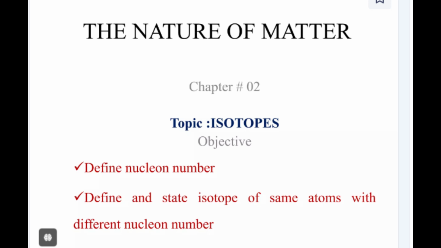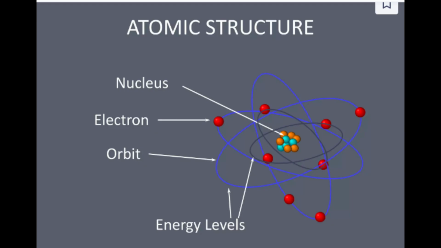I will explain the nucleon numbers and how we can define isotopes, and we will look at the different isotopes of the atom. To start with, let's understand the structure of an atom. In an atom, we know that in the center we have the nucleus and electrons are revolving around it.